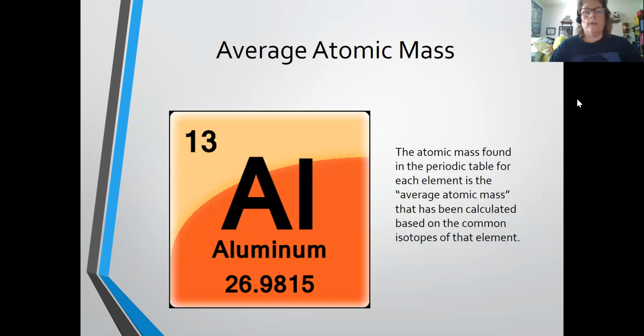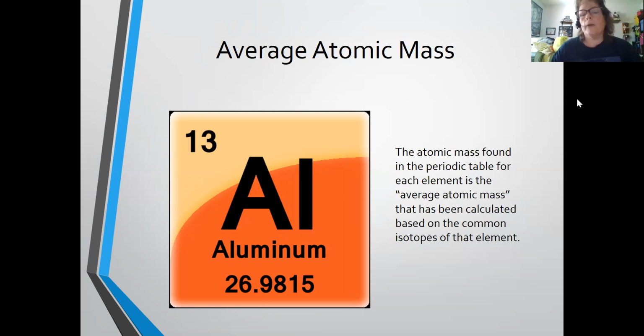So again, let's just real quick look at this because we're getting ready to go into a little bit of math. I want to make sure you understand what these numbers mean. So this is aluminum. This is what shows up on the periodic table. It has an atomic number of 13 and an atomic mass of 26.9815.